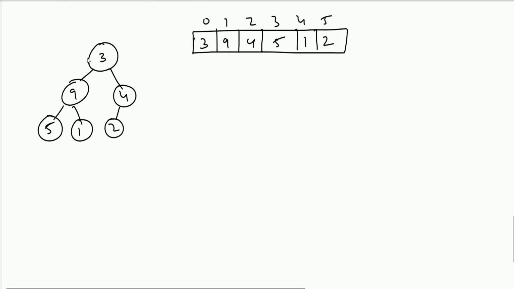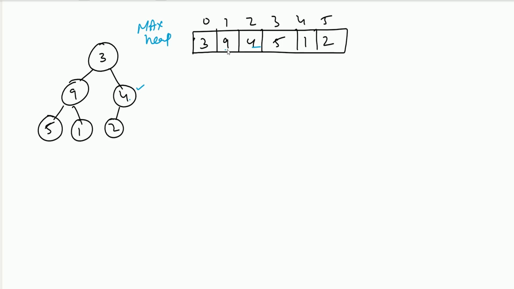What happens is that we will start from the n by 2 index. So we will leave the leaf nodes right now. We will start from here. Suppose we are creating a max heap. We will check whether this 4 satisfies the property of max heap. And what is the property of max heap? That 4 should be greater than both of its children. So 4 satisfies the property of max heap, so we will not do anything here.